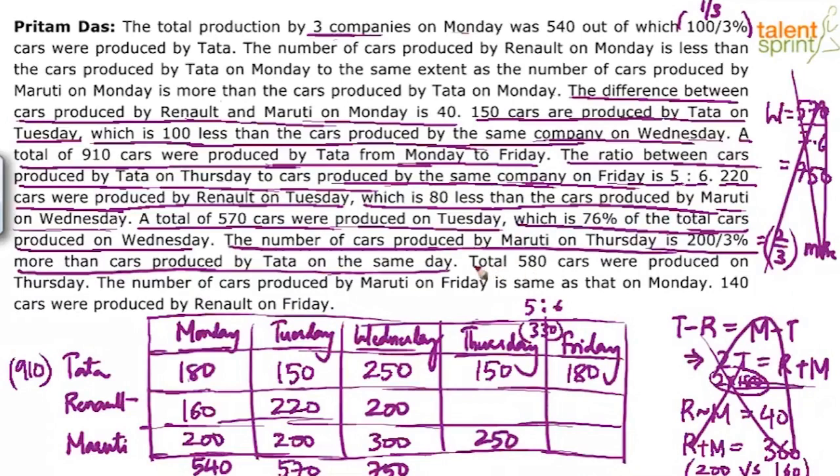Total 580 cars were produced on Thursday. Done. So this is 580. Now find out the missing value. 250 plus 150 is 400. So this will be 180. 400 plus 180 is 580.